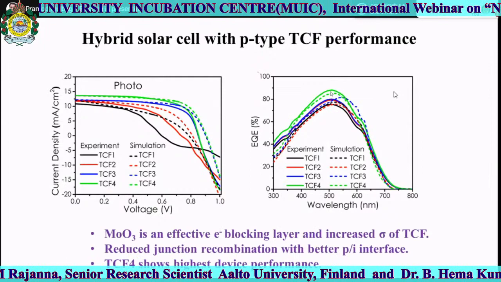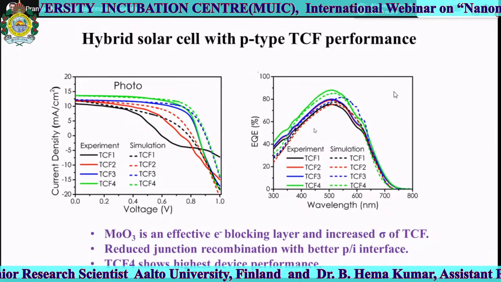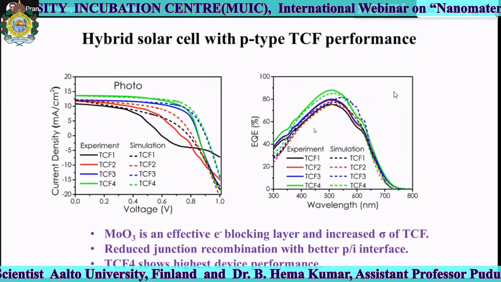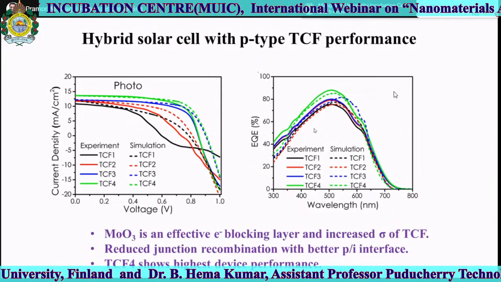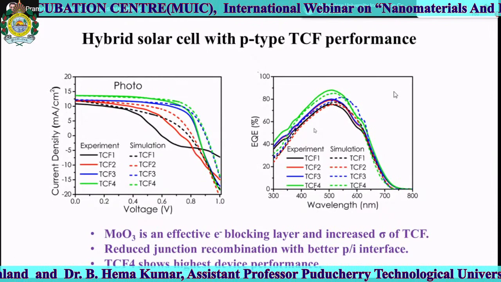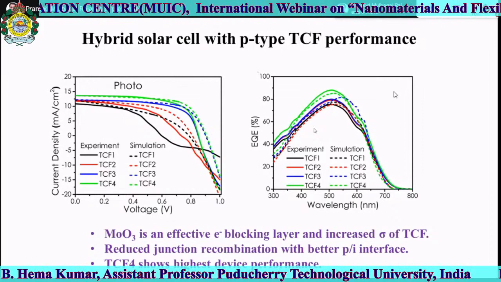So thereby giving us a conclusion. In the process I showed you that we use molybdenum oxide on top of amorphous silicon, thereby making the molybdenum oxide a very effective electron blocking layer, thereby avoiding the recombination at the interface. And it not only avoids the recombination, but it also increases the conductivity of the carbon nanotubes. I already mentioned this point that the junction recombination is reduced and we have a better PI interface, and the TCF4 device shows the best performance.